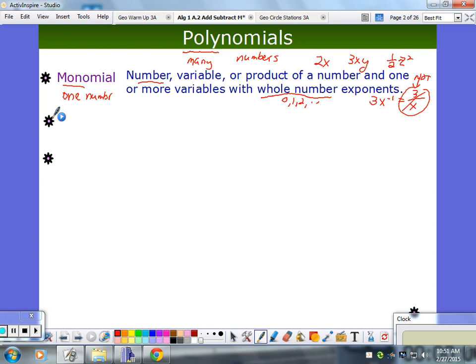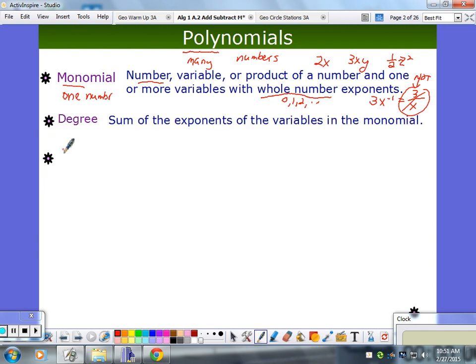Okay, so that's what a monomial is. Degree. The degree of a monomial is how many variables are being multiplied. This is the definition, the sum of the exponents of the variables, which is how many. So if you have 3x, what's the degree? 1, because there's one variable. What about 3x squared? What's the degree? 2. What if you have 3xy? What's the degree? Multiplying 2 variables? 2. What about 3x squared y to the 3rd power? What's the degree? 5. Exactly.